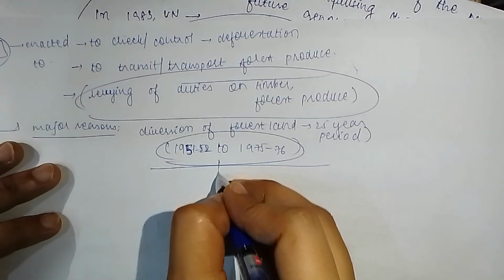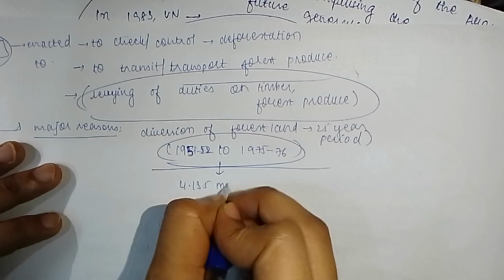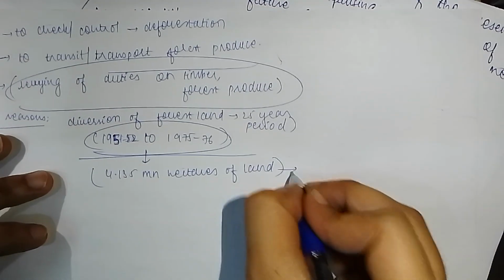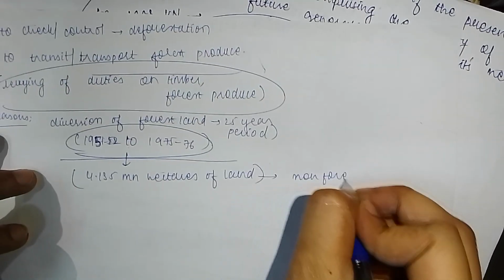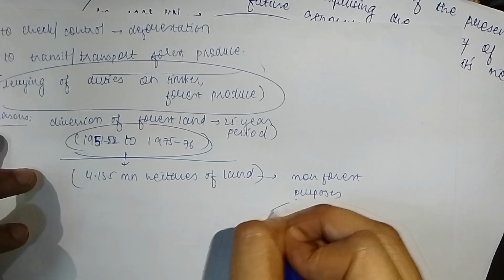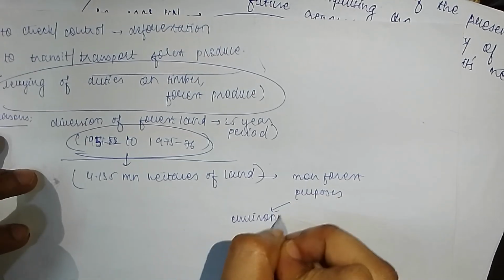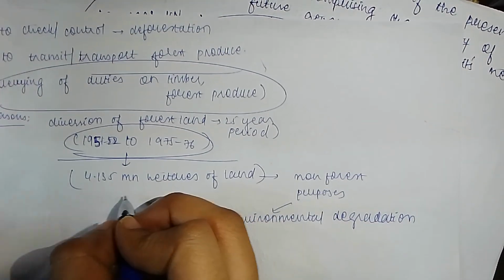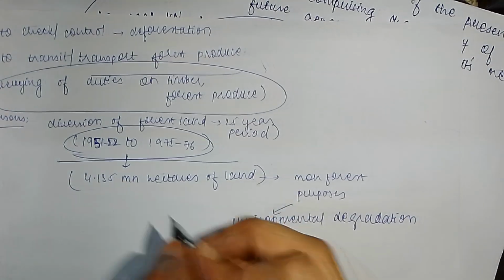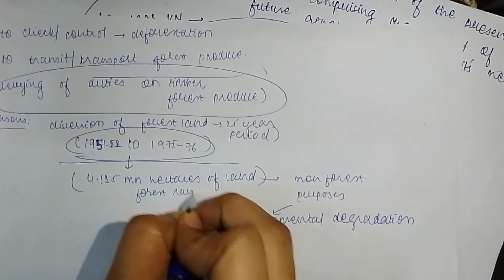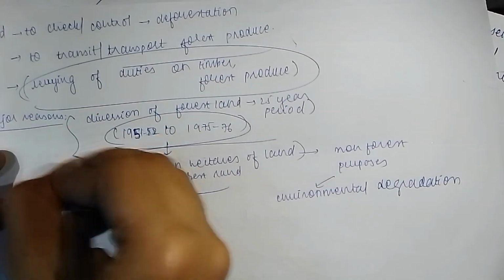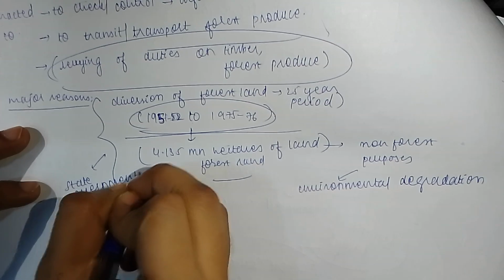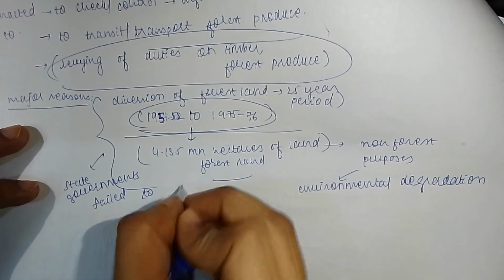During this 25 year period, what happened is 4.135 million hectares of land has been diverted for non-forest purposes without taking into consideration the environmental degradation. This much forest land has been converted into non-forest purposes. All of this is because the state governments failed to withstand local pressure.